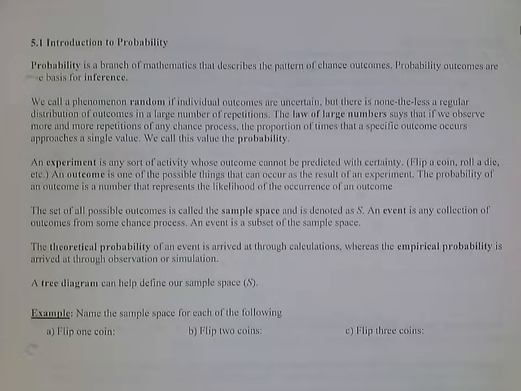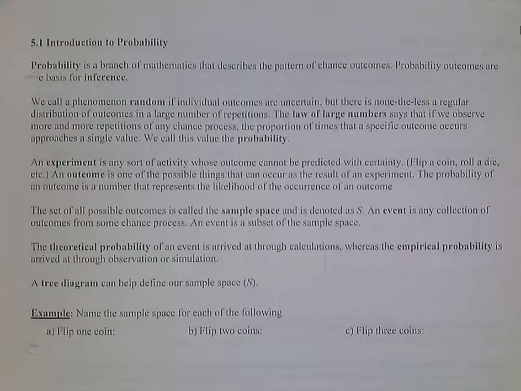The theoretical probability of an event is arrived at through calculations, whereas the empirical probability is arrived at through observation or simulation. So theoretical probability is what we think will happen based on the odds without actually conducting the experiment. Empirical probability means that we actually went through the process and observed what happened, or perhaps created a simulation to observe what would happen, and we calculate the likelihood based on the actual observations that we've made.